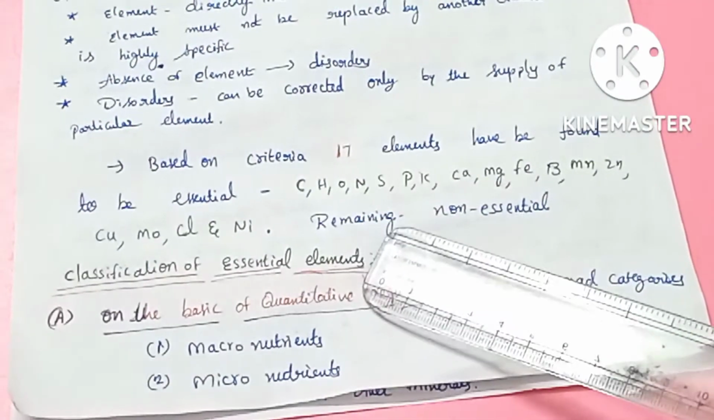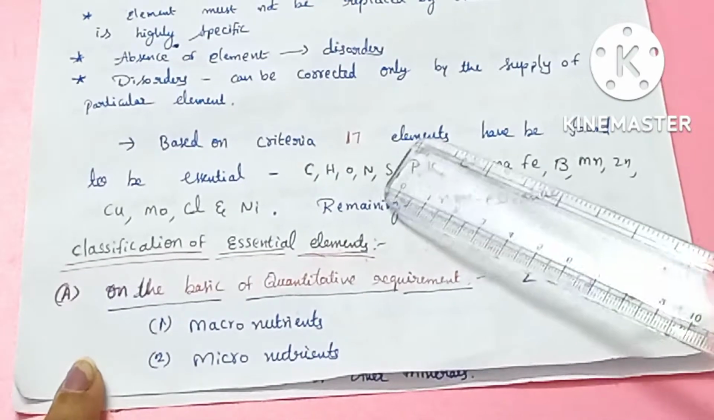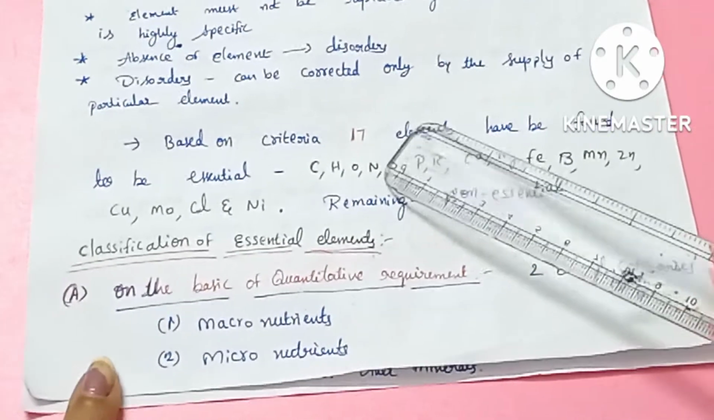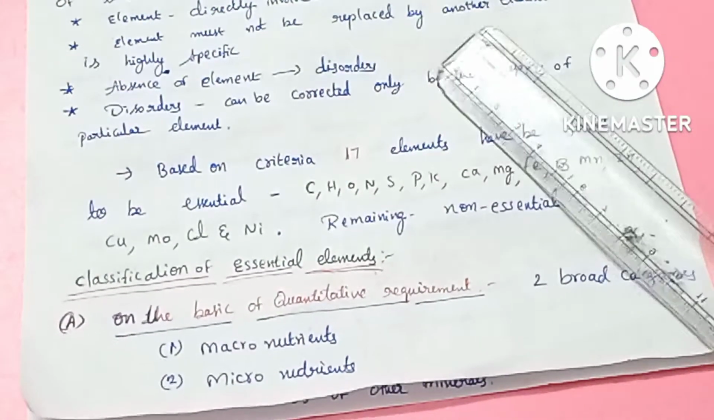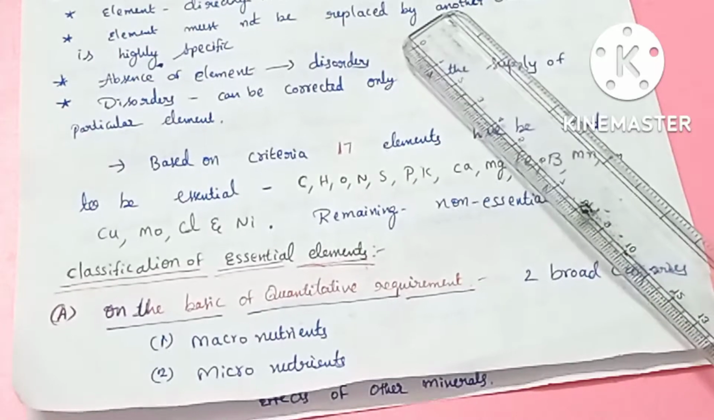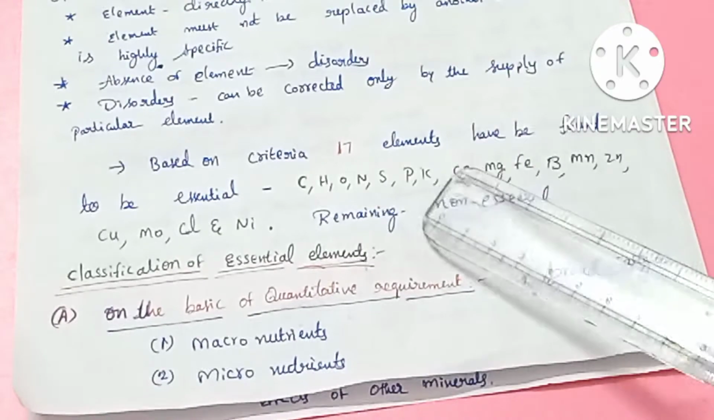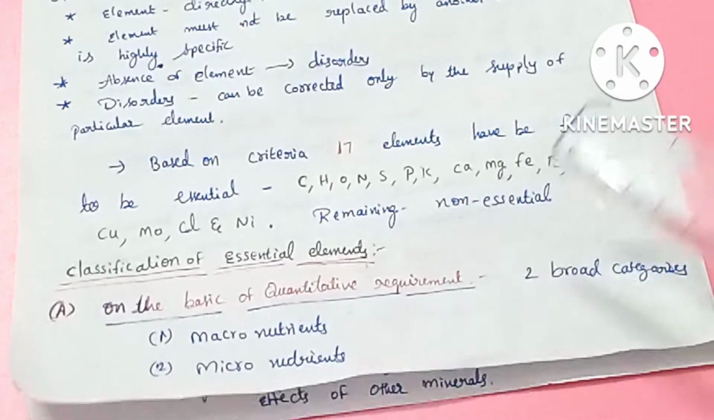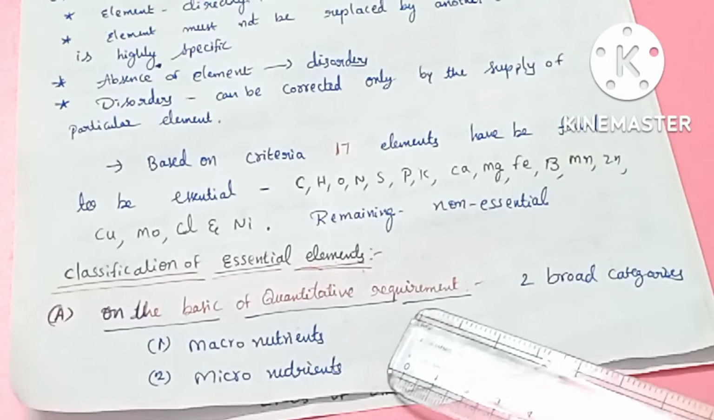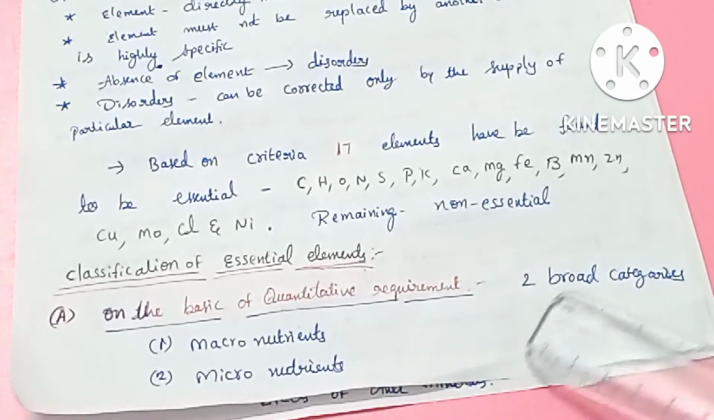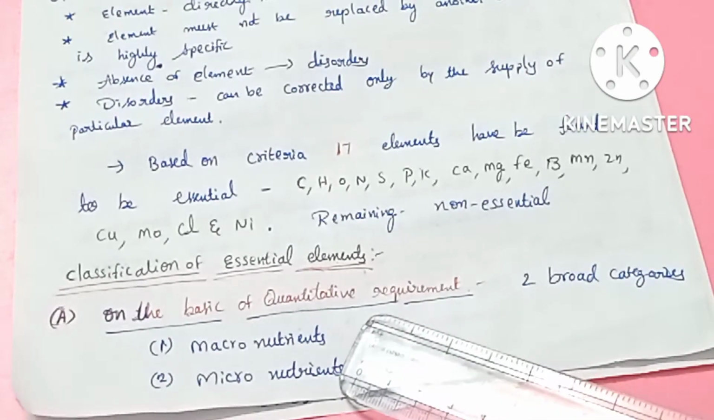In this video, we are going to study the classification of essential elements. In the last video, we studied the criteria of essentiality and hydroponics, right? And now we'll see the classification of essential elements. Here, these essential elements are classified into various categories based on quantity requirement. What are the categories? Based on the quantity requirement, these essential elements are categorized into two broad categories: one is macronutrients and the other is micronutrients.